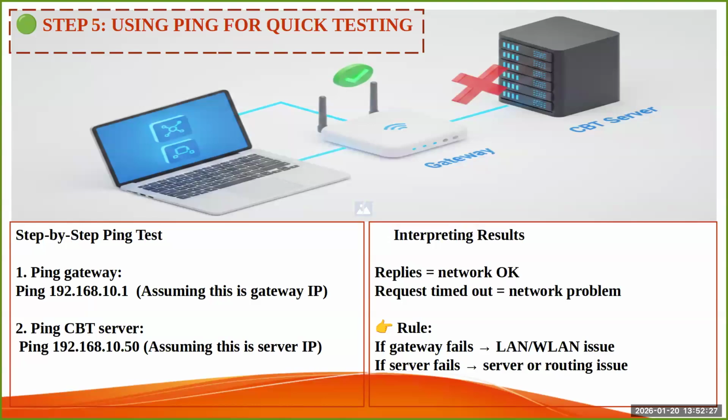So how do you interpret the result? If it replies, it means your network is okay. If the request times out, it means there is a network problem. So the rule: if the gateway fails, that means we have a LAN or a wireless issue. If the server fails, it means we have a server or routing issue. That means the server is off, or the cable connecting the server to the router is not well placed, or the cable is sick. You know the cable can be sick. That's why you should have a spare cable that you trust. Remove it and put another one immediately, and the normal connection will come in.